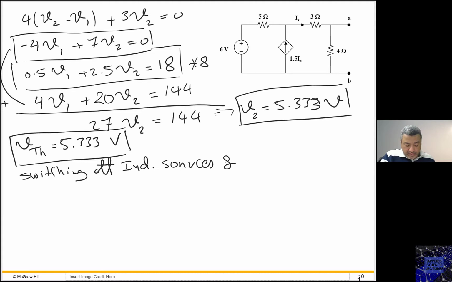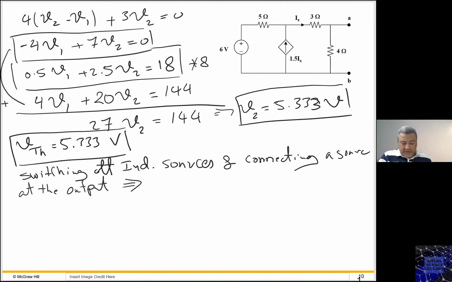And connecting a source at the output. So you pick up the source that you want. For example, here, if I switch off this independent source, I end up with a piece of wire here. And then this will not be switched off, of course. It will stay there.